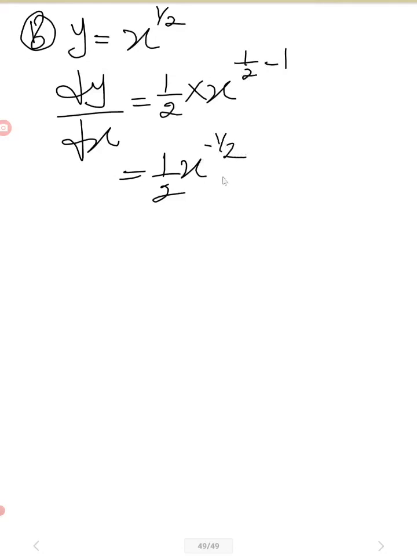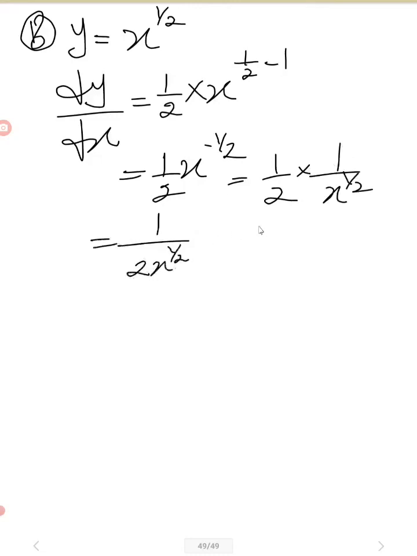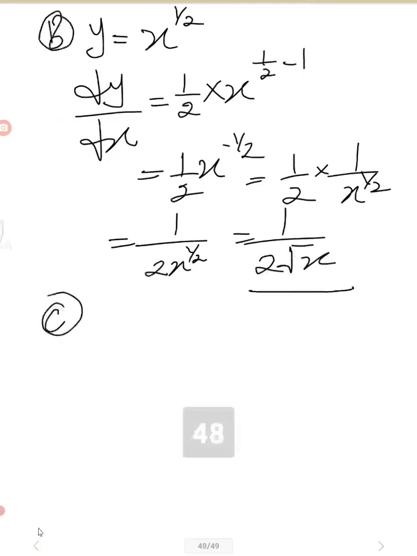You can decide to leave your answer, but you can still continue to have something like 1 over 2 times 1 over x raised to the power half, from the law of indices. So we have 1 over 2x raised to the power half. We can also rewrite to have 1 over 2 root x. That is the value.